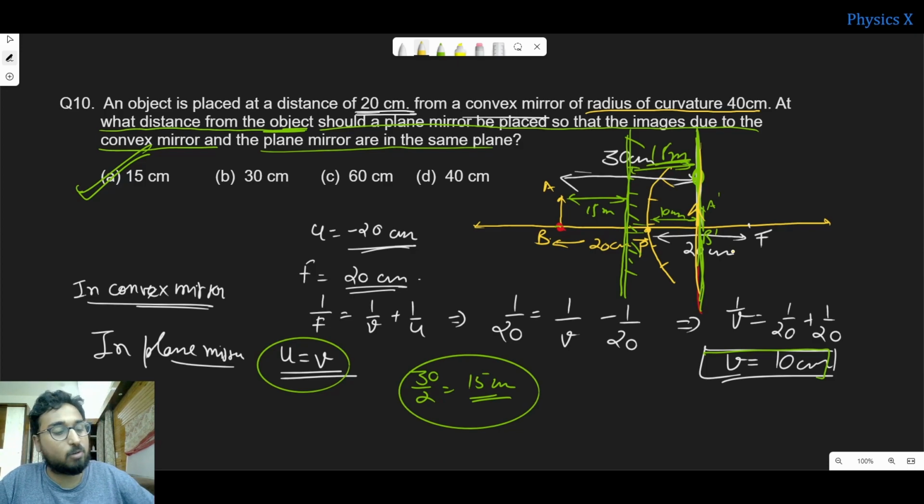So these were some of the questions related to the reflection part. More problems can be solved and you can practice by yourselves. So this was all about the reflection part of this light chapter.